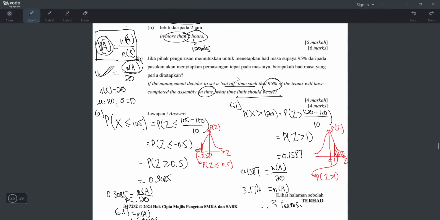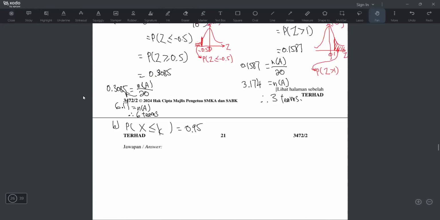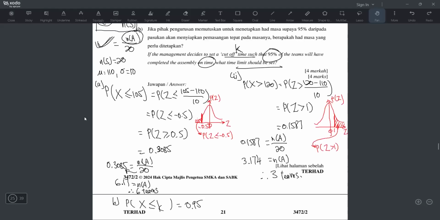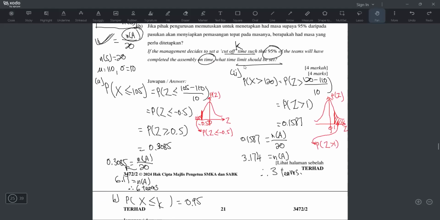So the management decides to set a cut-off time. Let's let K be the cut-off time. Okay. And since 95% completed on time, it means that the probability for X before the time limit is reached is 0.95. And I want to mention again, the line is not important. You can put it or not, both are fine. For normal distribution, the line is not important. Now they ask what time limit should be set. It means we want to find K. Yeah, use K to represent it.